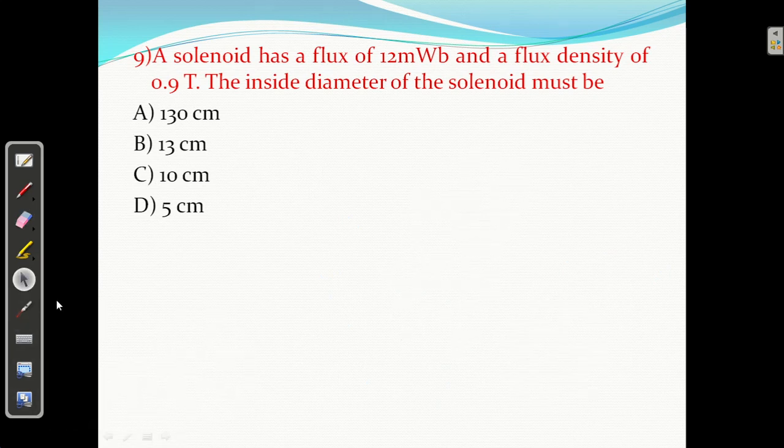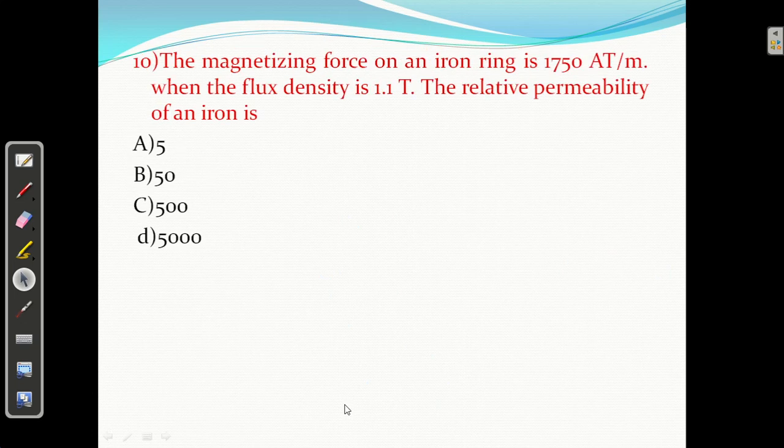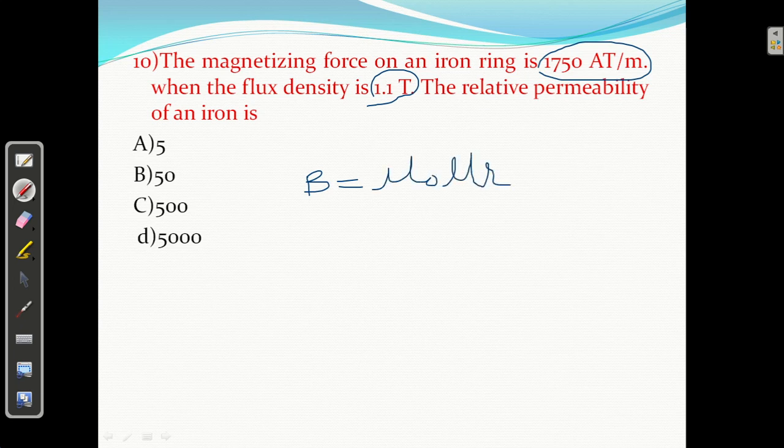Okay, next question number 10. The magnetizing force on an iron ring is 1750 ampere turn per meter when the flux density is 1.1 Tesla. The relative permeability of iron to be. So we know flux density B equal to what? Mu 0 mu r H. B equal mu 0 mu r H. Flux density is proportional to the H. So B equal to mu 0 mu r H, right?